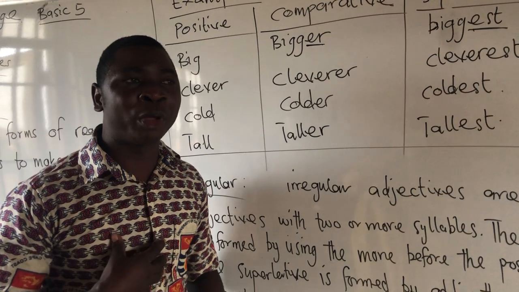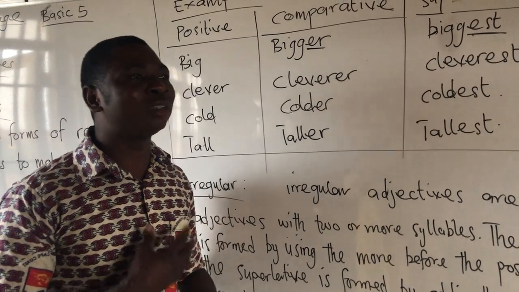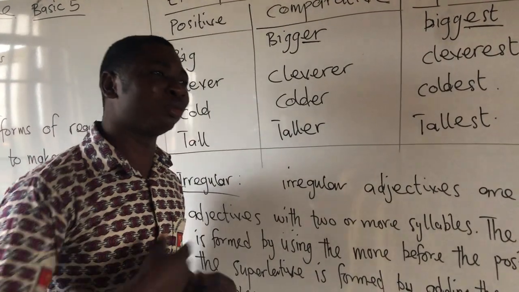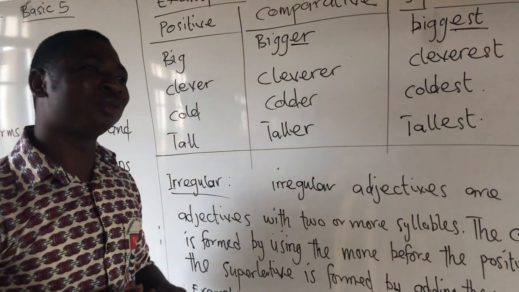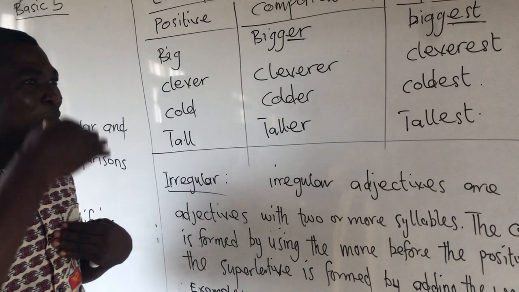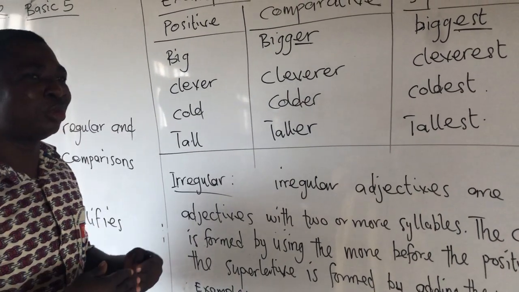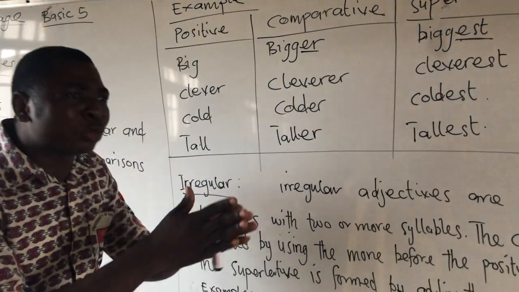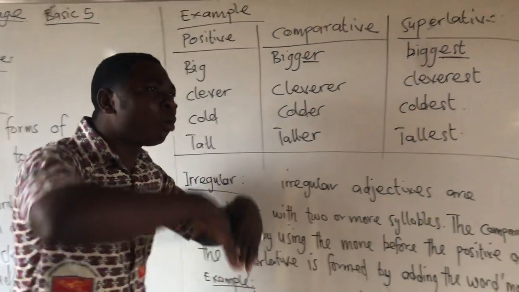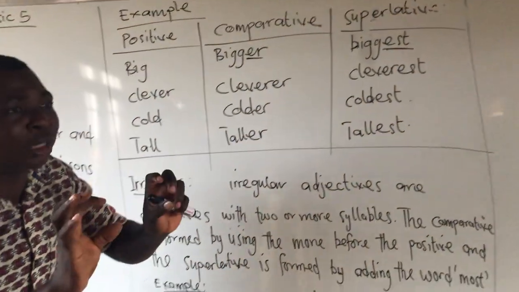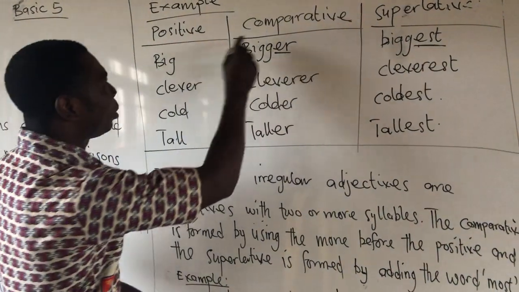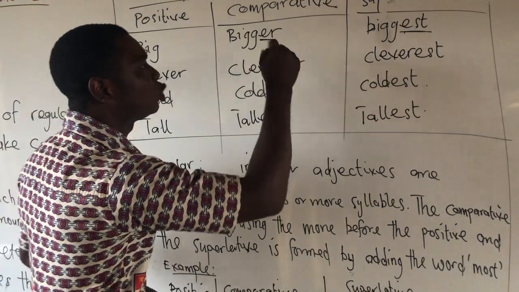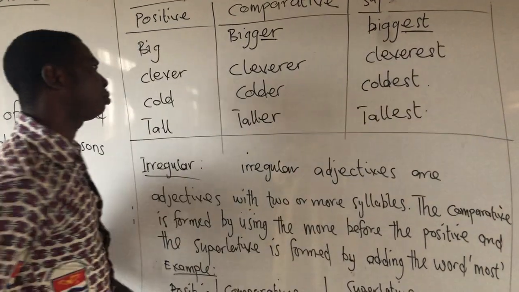So I'm comparing myself to you. I will say that I am taller than you. Using the word tall, I am taller than you. So as you can see me, I am taller than you. That is the comparative form of it. But when I'm comparing three people or more than three, then that's the superlative form of it. So we say that big, the comparative form of it is bigger. The superlative form is biggest.